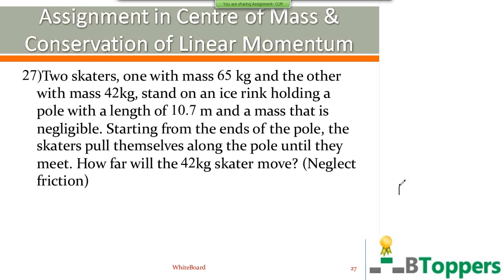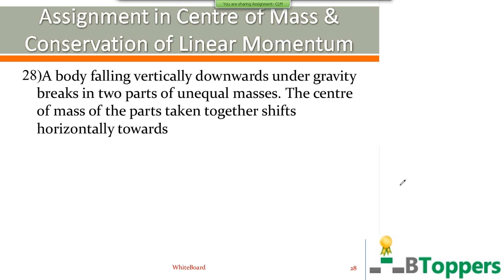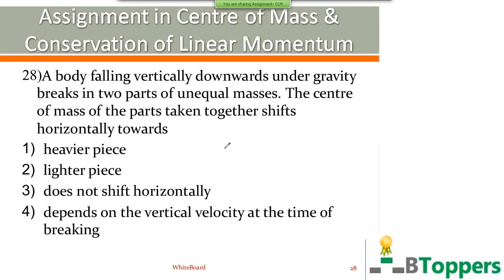Next, look at the next question, question number 28. A body falling vertically downwards under gravity breaks into two parts of unequal masses. The center of mass of the parts taken together shifts horizontally towards... See, the position of the center of mass of a system at any instant is governed only by the external force acting on the system.